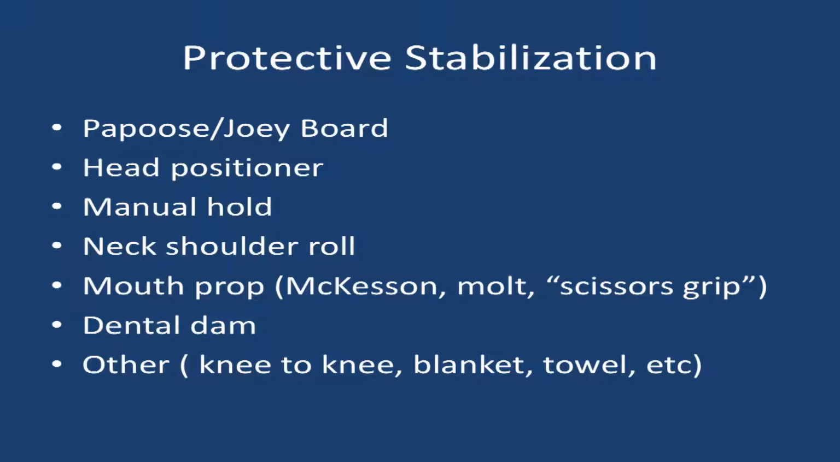Mouth props include the McKesson and a MOLT, or a scissors grip, which is an active position that the care provider can use to open the patient's mouth. There are also a dental dam, and other things such as knee-to-knee exam, a blanket, and a towel. The knee-to-knee stabilization is currently being reviewed by the Texas Board of Dental Examiners to determine if there is a role for them to play in the supervision of this modality, and it remains to be seen exactly what their position will be on that.